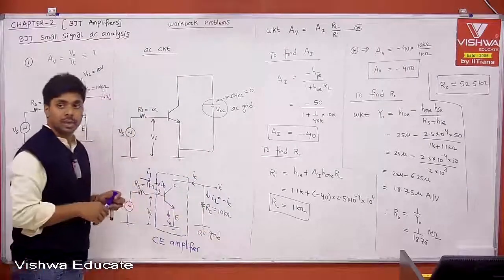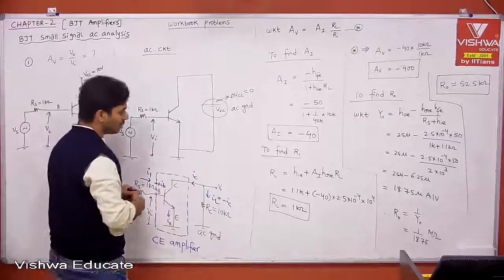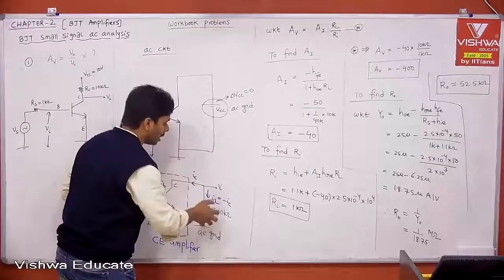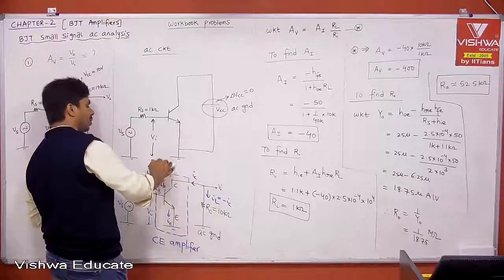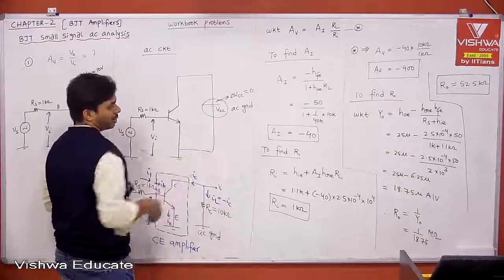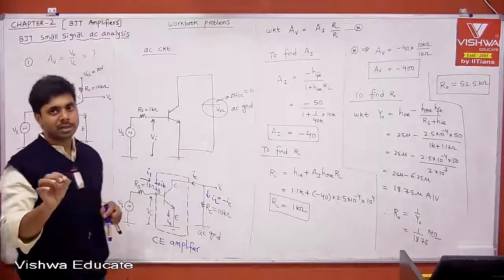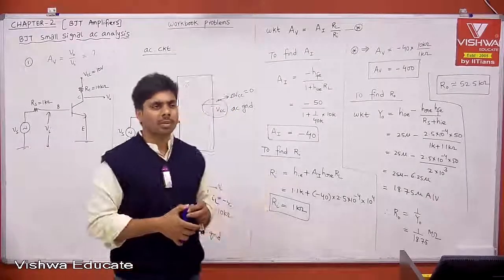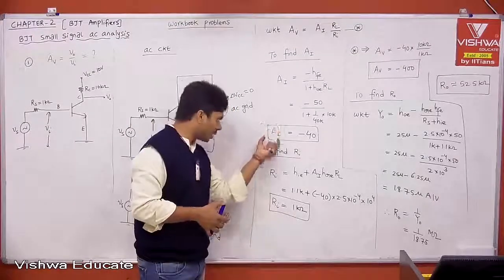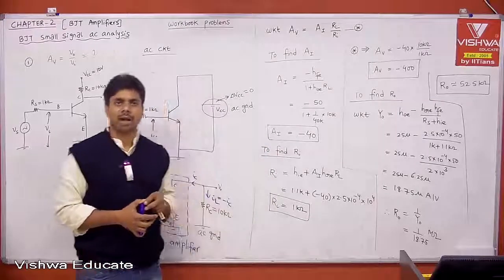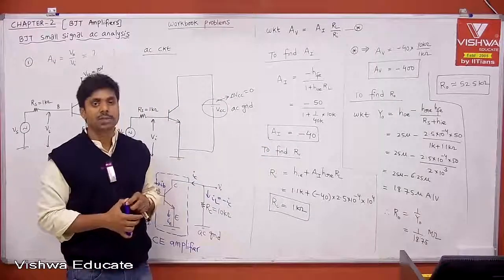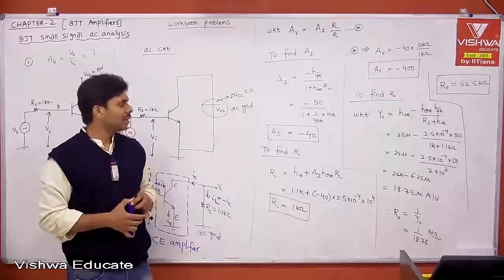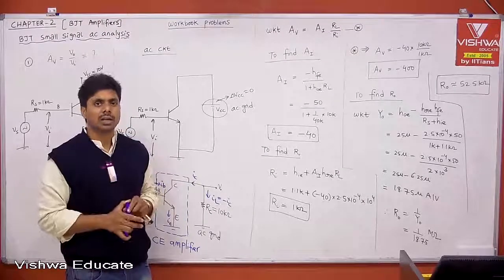into the load. But the meaning of minus is that the current is not entering into the load. Actually the current is coming out of the load and then entering into the transistor. That's why the minus. Therefore minus is indicating only the direction, not anything else. No need to bother about it. If you take the magnitude, mod A is equal to 40. Therefore, current gain is 40.